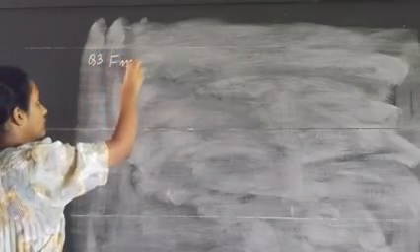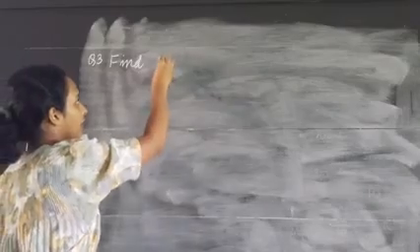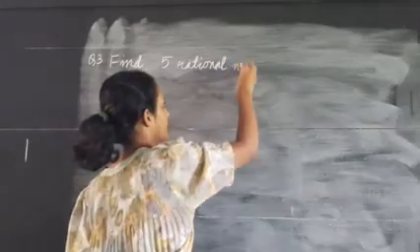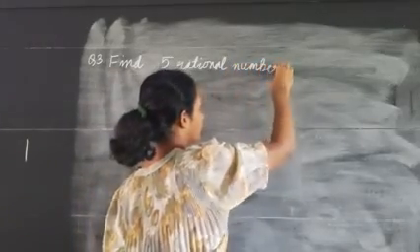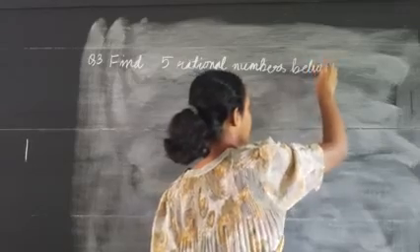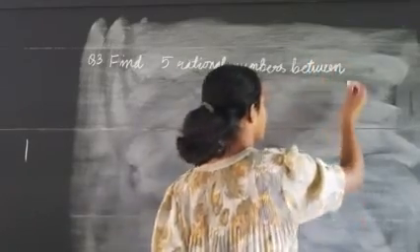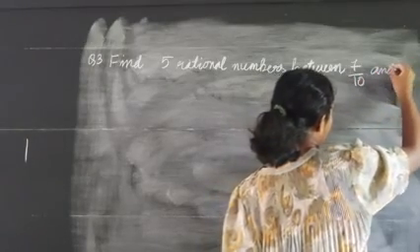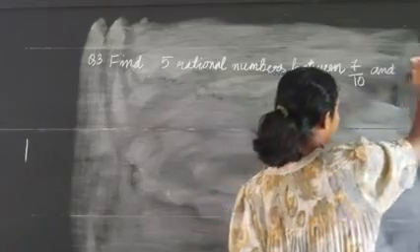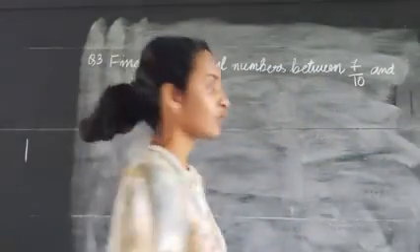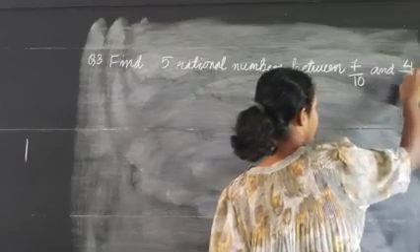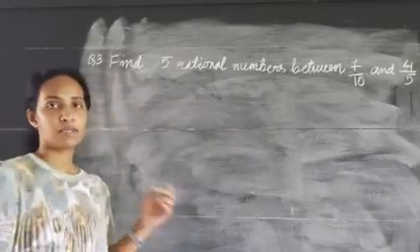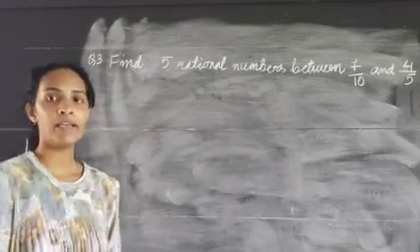Find 5 rational numbers between 7 by 10 and 4 by 5. So, we are going to find 5 rational numbers between 7 by 10 and 4 by 5.